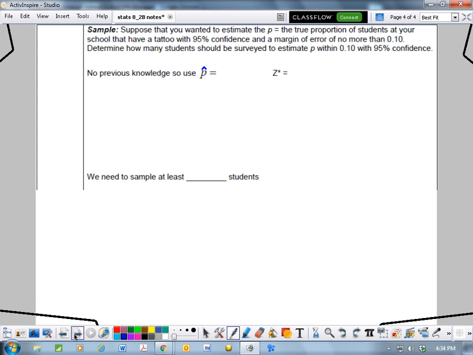So, sample problem. Suppose you wanted to estimate the true proportion of students at your school that have a tattoo with 95% confidence and a margin of error no more than 0.1. Determine how many students should be surveyed to estimate p within 0.10 with 95% confidence. So with 95% confidence, right away I'm going to calculate that z star. So we're going to do an inverse norm.